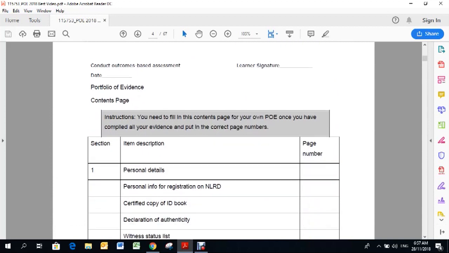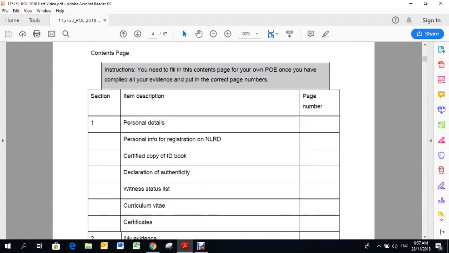Carry on to page 3. On this page is the contents page, where you need to arrange or organize your evidence. It is part of the CCFOs that shows that the learner is able to organize or collect and arrange his or her evidence. So this is a title. Most of the people have a problem with a title.